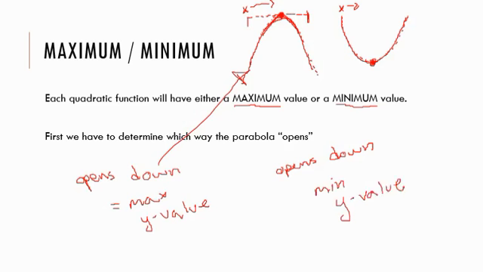Okay, and coincidentally, that point where it starts to turn, or where there's a minimum or a maximum value, that point is called our vertex.